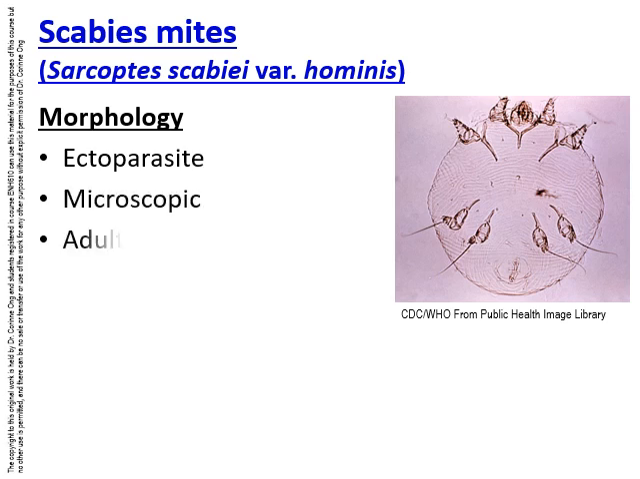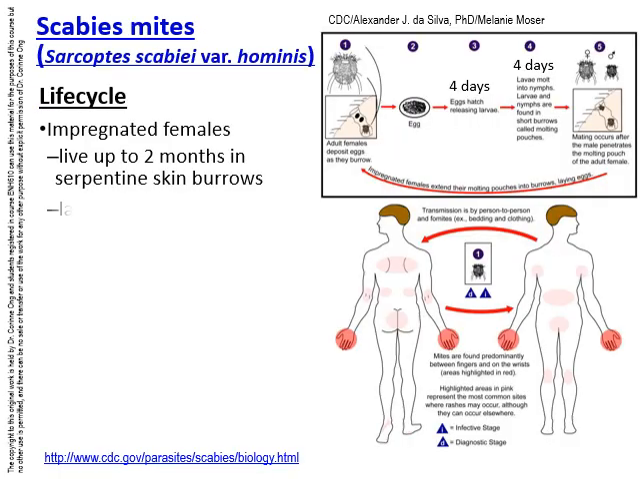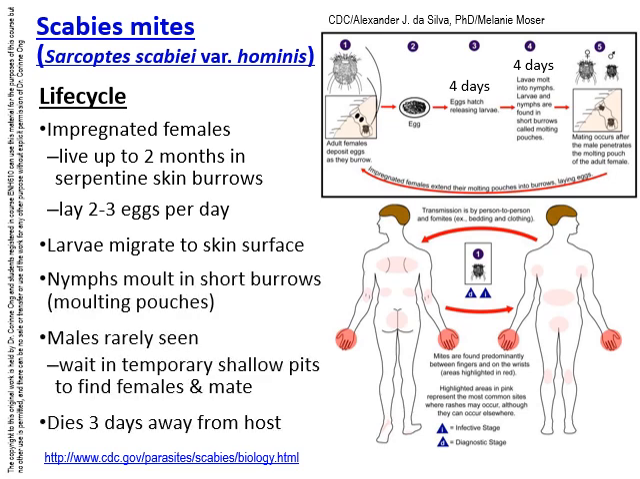The scabies mite is an ectoparasite that creates burrows in the upper skin layer. Adult scabies mites are less than half a millimeter long in size. That's tiny, and mites can only be viewed in detail using a microscope. Scabies mites have a 4-stage life cycle, which include the egg, larvae, nymph, and adult stages.